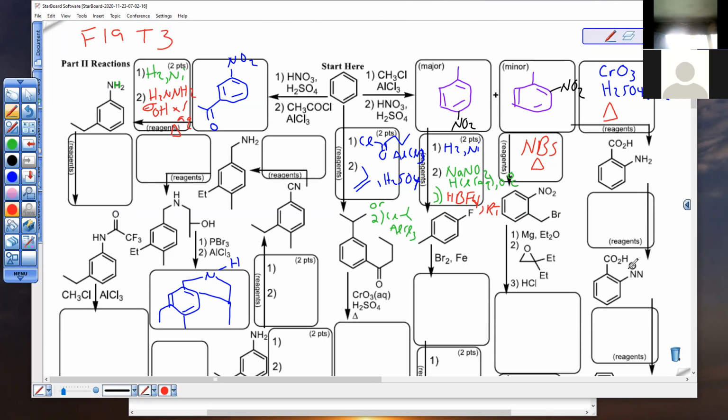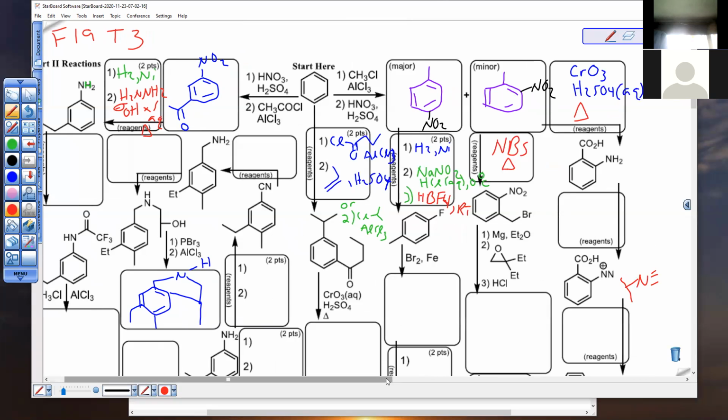And this is the diazonium species here. There's a triple bond between the N and the N. And we really need to know that protocol. It shows up everywhere. NaNO2, HCl aq. Don't stop. Temperature, 0 degrees Celsius. Don't want that thing breaking down on us.